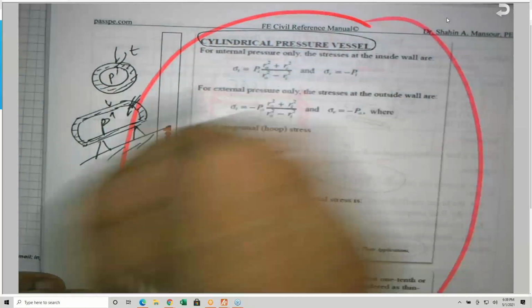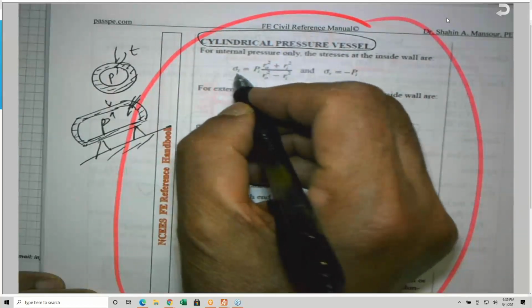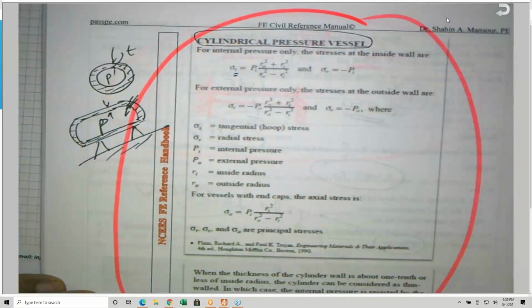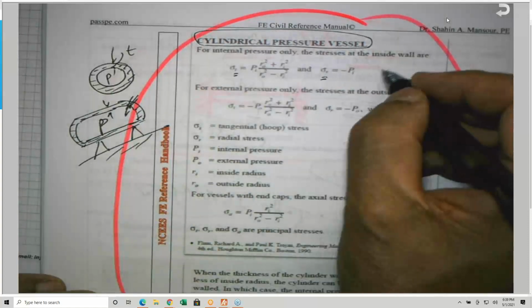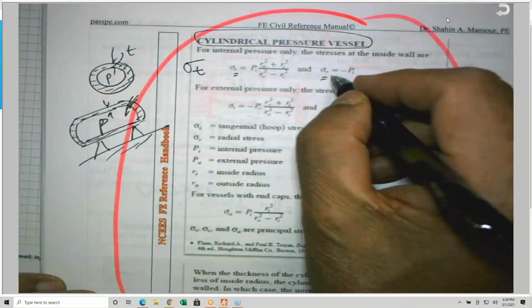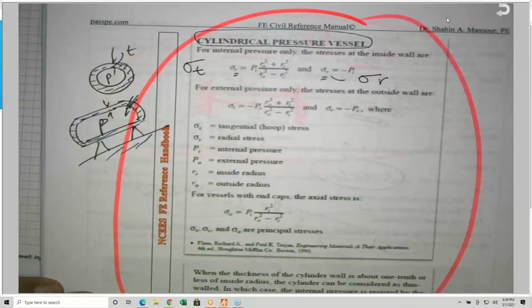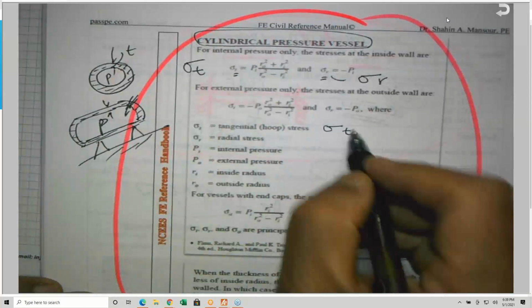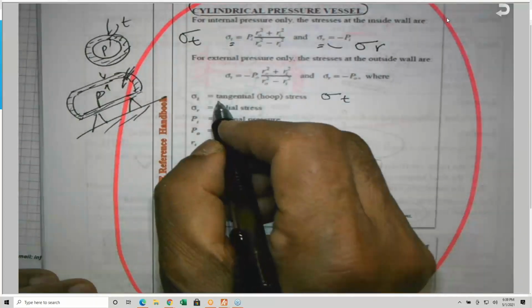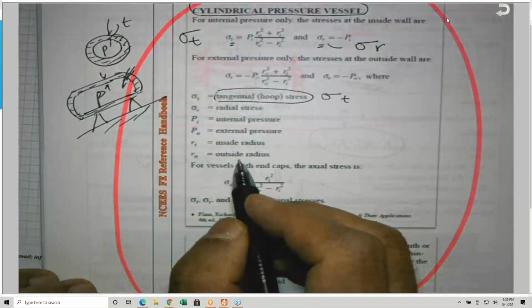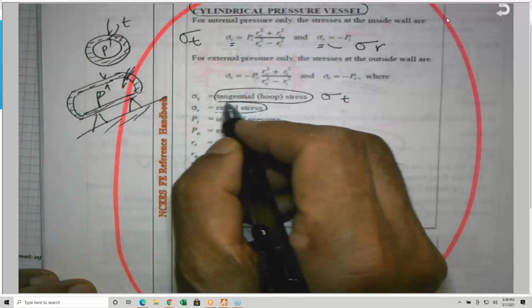Sigma T and sigma R. So there are two sigmas. Sorry, the text is a little bit faded. Sigma T, we call it the tangential or hoop stress. And sigma R is the radial stress.